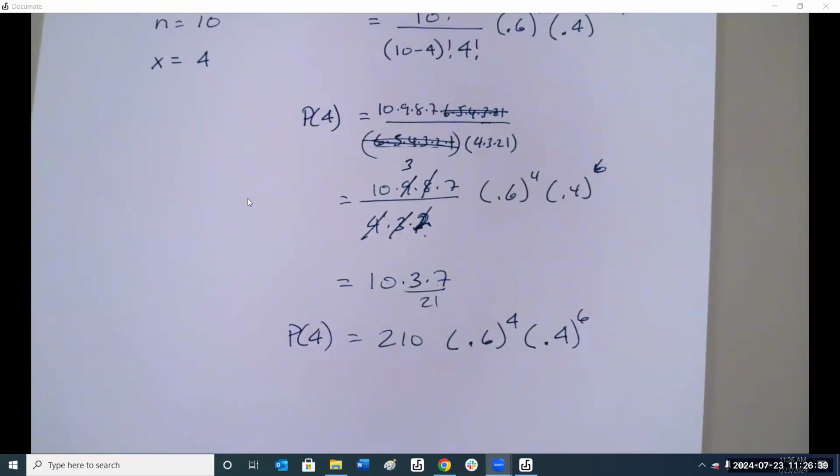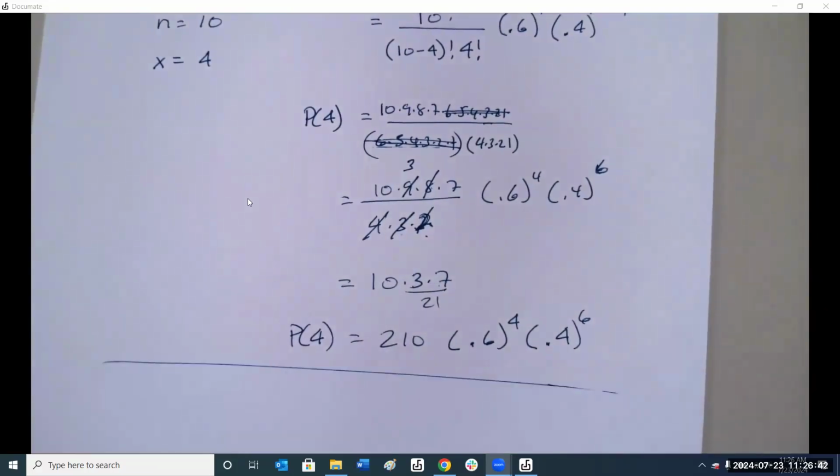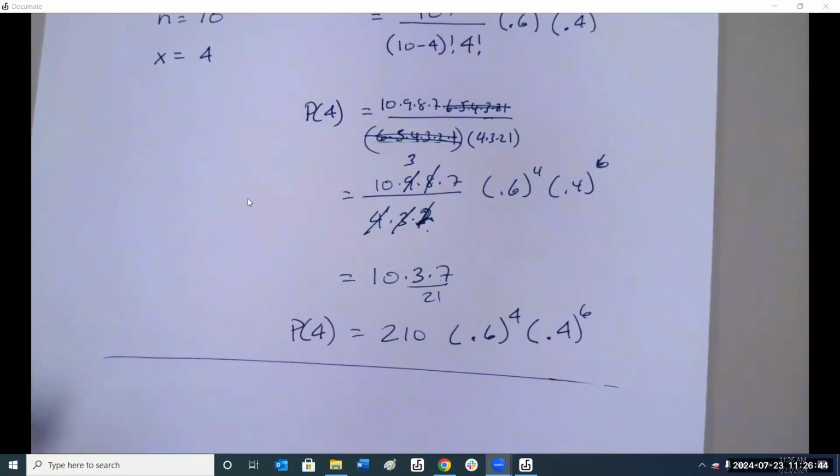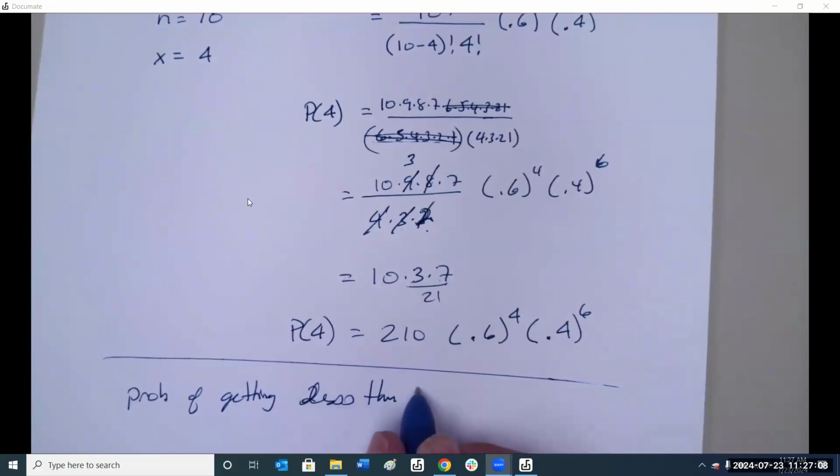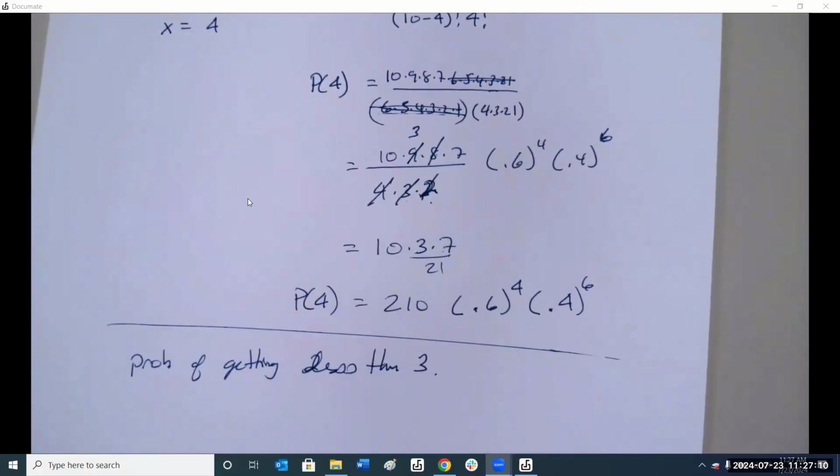Now, here's another question I'm going to ask of y'all. With the same information, the probability of success is 0.6, the probability of failure is 0.4, n is 10, x is going to change. So what if now I want the probability of getting less than 3? With the same information, probability of getting less than 3.